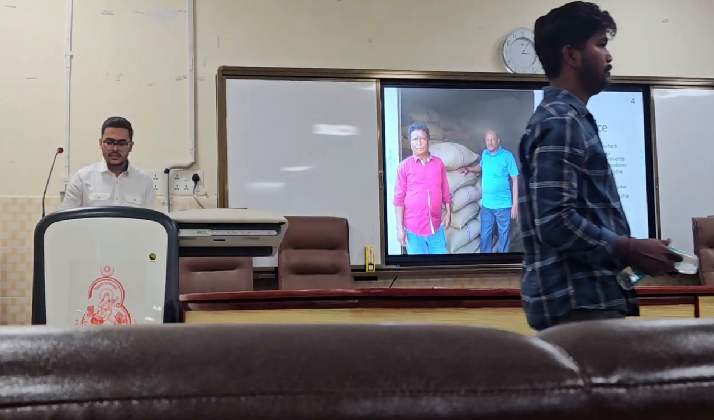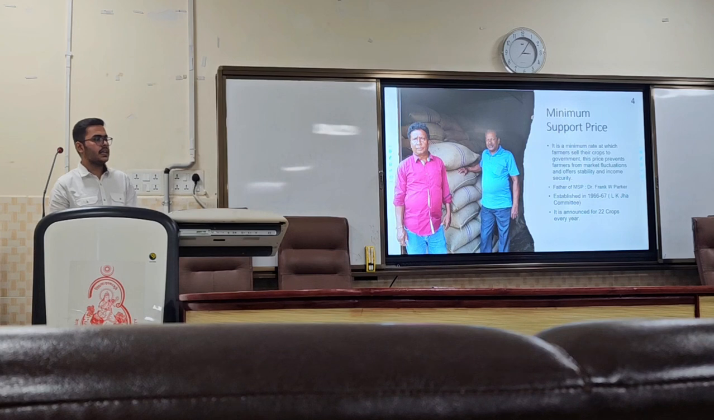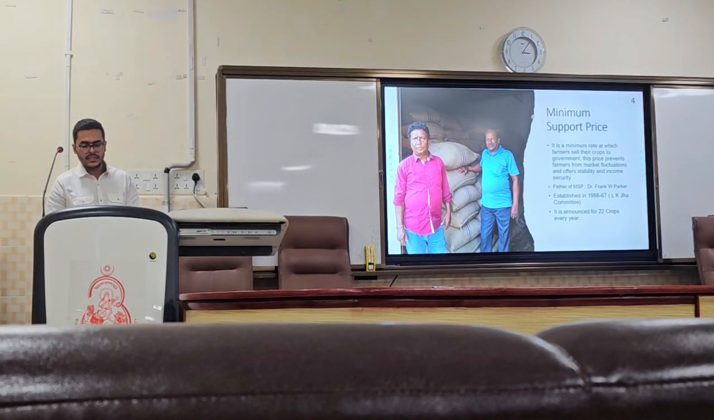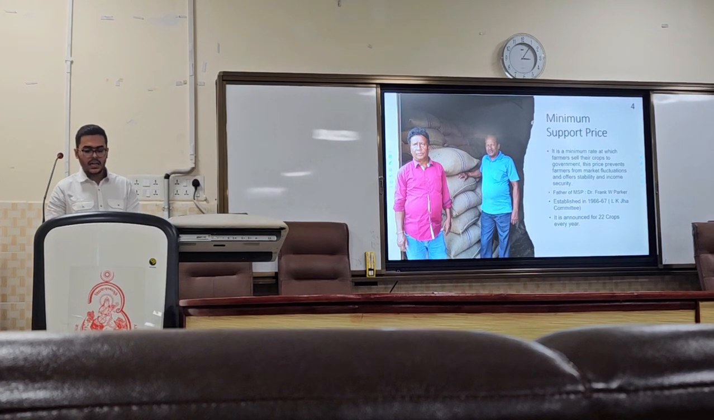The father of MSP is Dr. Frank W. Parker. He came to India in 1959 and was an advisor to the Ministry of Food and Agriculture. In a letter to the then Minister of Food and Agriculture, Ajit Prasad Jain, he gave a suggestion about bringing a support price for the farmers to incentivize the farmers of Punjab. Minimum support price was established in 1966-67 on the recommendation of the L.K. Jha Committee, and it is announced for 22 crops every single year.